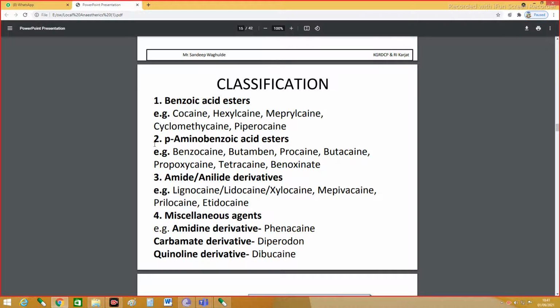Then the next class is para-aminobenzoic acid esters. Examples are benzocaine, butamben, procaine, butacaine, propoxycaine, tetracaine, benoxinate. The next chemical class is amide or anilide derivatives. The examples are lignocaine, lidocaine.